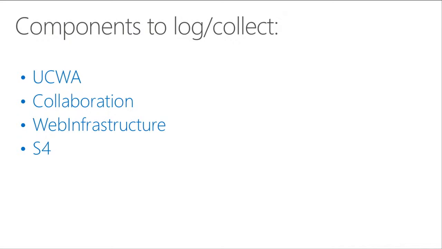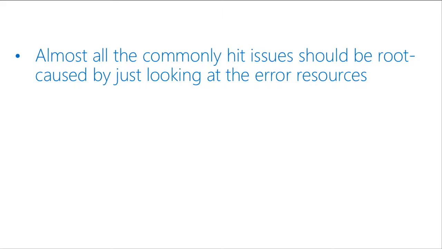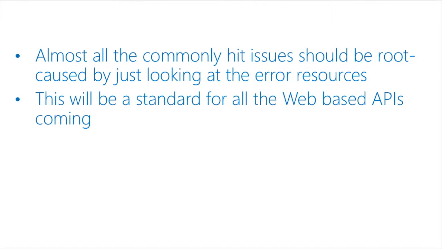Now, with typical web developer fashion, if you guys weren't paying attention, I have a TLDR slide, too long, didn't read. So the gist of the information is basically most of the issues, if not all, can be just figured out by just looking at the error resource, right? And the other thing is, this is a standard. Like UCWA was the first web API which was built on the Lync server. There might be more coming. So if you learn about error resource and how to code against it with UCWA, it'll be the standard pattern you use to talk to other web services if they're coming.